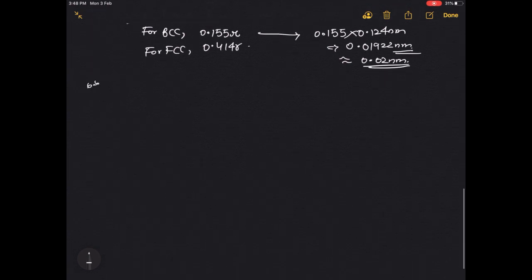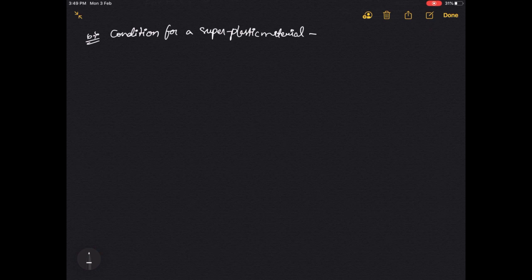Next question is, this is an interesting question. Actually, they directly asked a theory question: what is the condition for a superplastic material? So they directly asked to find out what is the condition for this superplastic material.